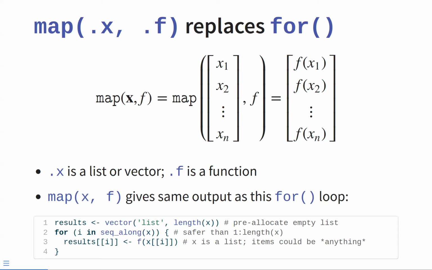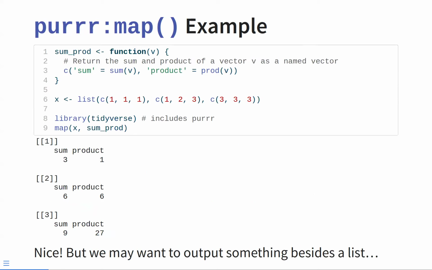The output is exactly identical to that of the for loop at the bottom of the slide, but the nice thing about map is that we don't actually have to write the for loop. We don't have to set up an empty list, we don't have to fill it, we don't have to check the indices, and we don't have to use any kind of subsetting with brackets. So it's much more convenient.